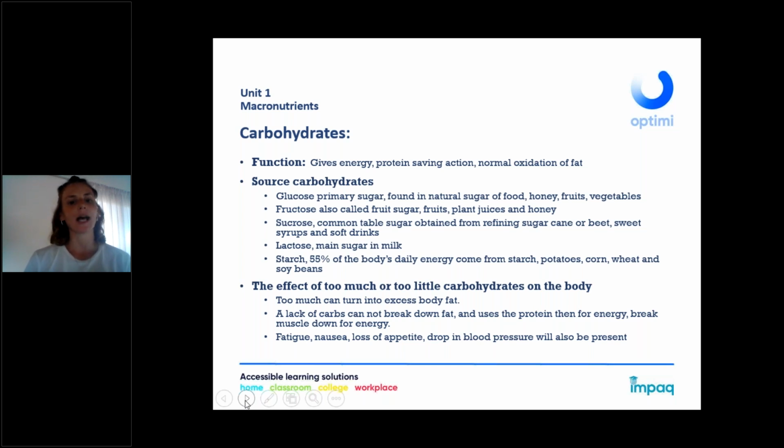Then what happens if we take in too little or too much carbs? Too much can actually turn into fat and then go and sit in places where we don't want things to go and sit. A lack of carbs can actually break down your fat, and then as I explained at the beginning, use your protein for energy, and that breaks down your muscle. And also your energy levels will be a little bit low, and your blood pressure will drop, you will feel tired, and you will have a loss of appetite. So carbs are extremely important to take in.